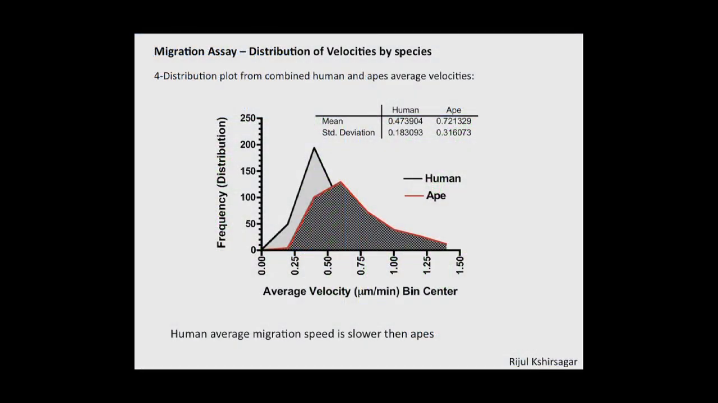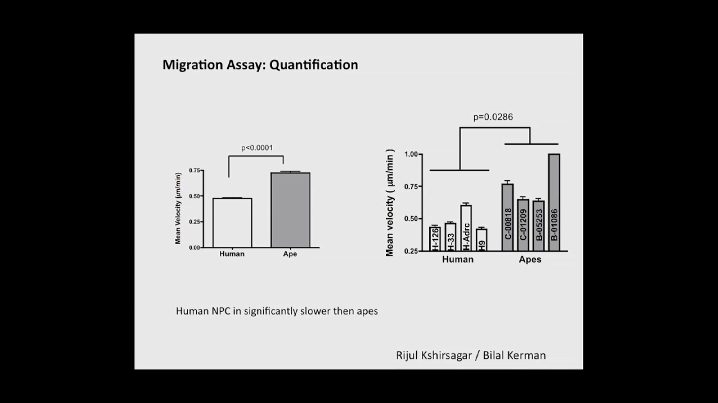And when we plot this, what we see is that the average velocity over time is much faster in the primates than it is in humans, statistically by a great amount. And this can be seen in another way. So here we have the total number of cells on human versus apes, and the mean velocity is significantly faster. And if you break it out by individuals and 20 or 30 movies per individual, the apes are significantly faster in terms of their migration rate in vitro.